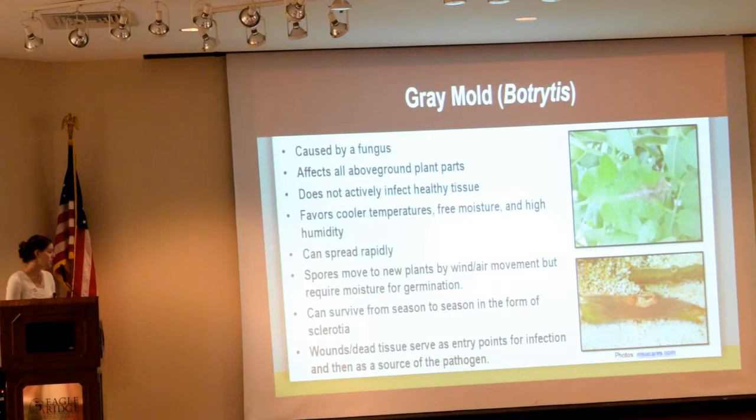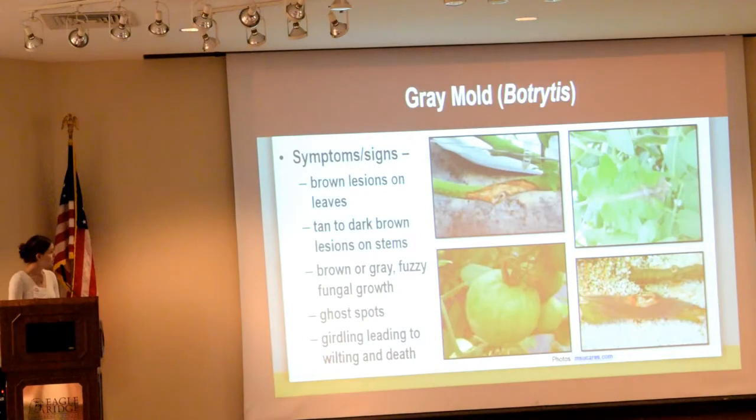So, particularly with botrytis, wounds and dead tissue serve as points of entry for infection, and then they can serve as a source of the pathogen. So, you might have seen some of this yesterday. We had some botrytis lesions on the stem, but you can have brown lesions on the leaves as well, with tan to dark brown lesions on the stems. And then when that fungus begins to sporulate, you can get brown or gray fuzzy fungal growth that you can see here.